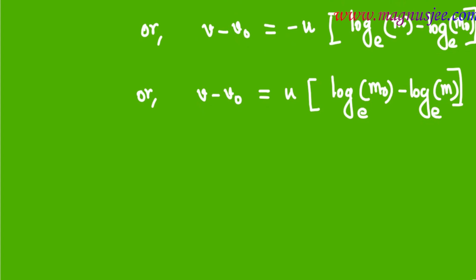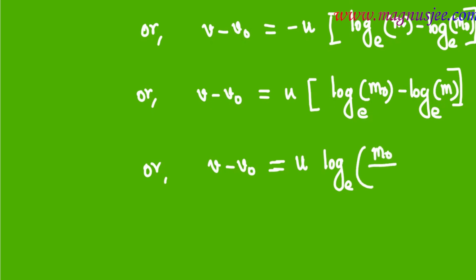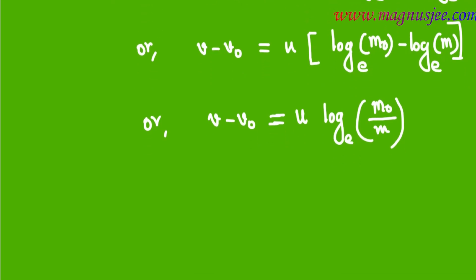or v minus v0 equal u log base e under bracket m0 by m, using the formula of logarithm, that is log a minus log b is log a by b. Therefore, v equal v0 plus u log base e m0 by m.